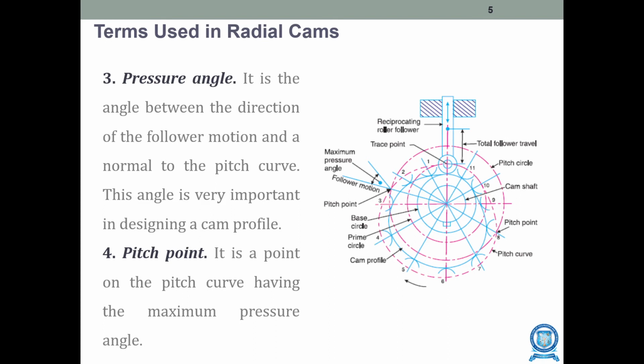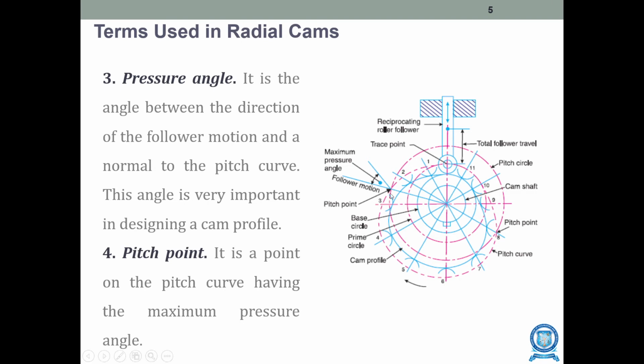It's actually the angle between the direction of the follower motion and the normal to the pitch curve. Next one is your pitch point. What is a pitch point in a cam? It is a point on the pitch curve having the maximum pressure angle. You can see here, this is your pitch point.